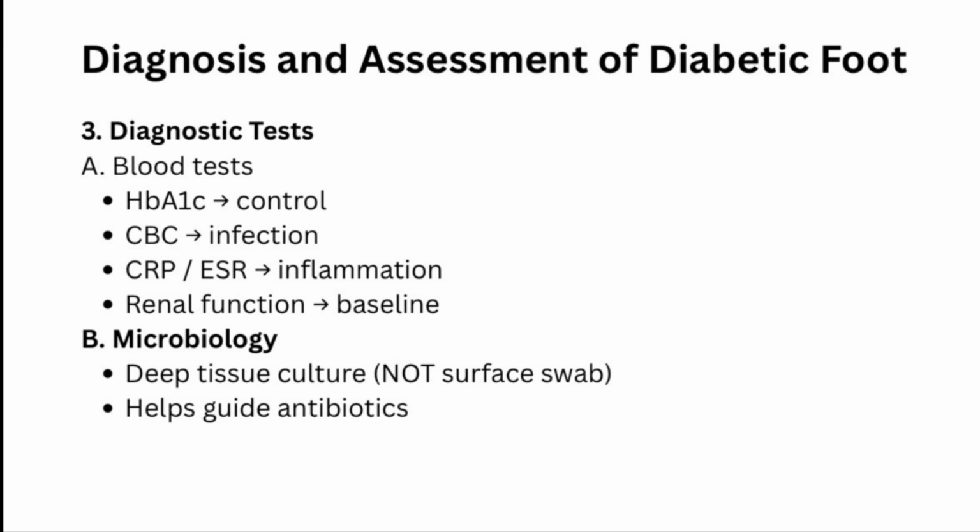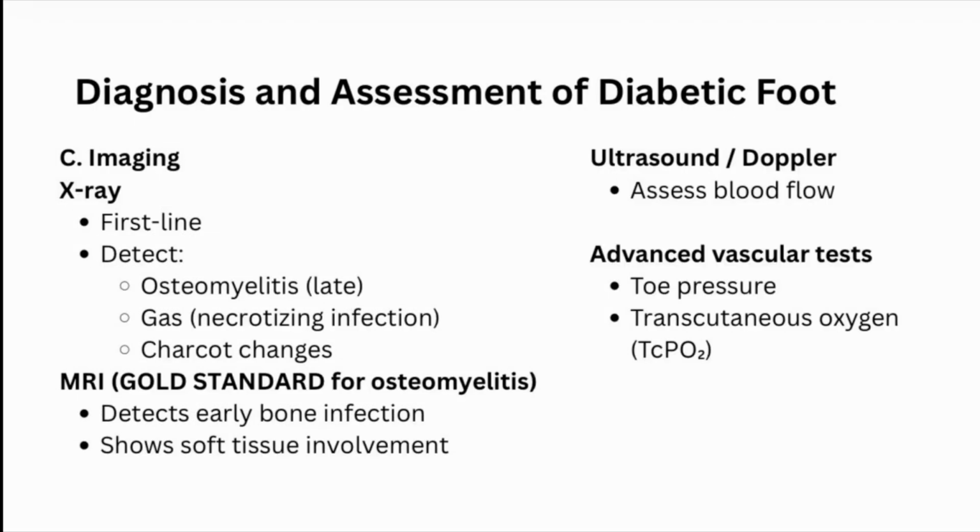For microbiology, deep tissue cultures should be taken, not superficial swabs, as they provide more accurate results and help guide antibiotic therapy. Imaging plays a key role in assessment. X-ray is the first-line imaging modality. It can detect late osteomyelitis, gas in soft tissues suggesting necrotizing infection, and Charcot changes.